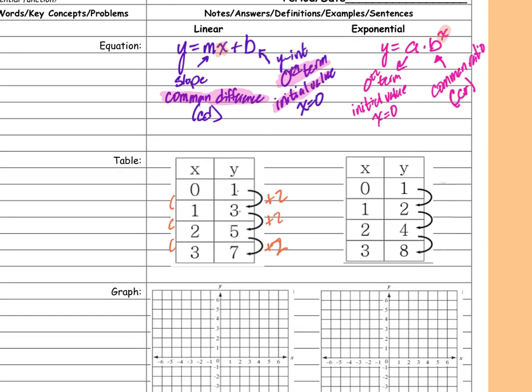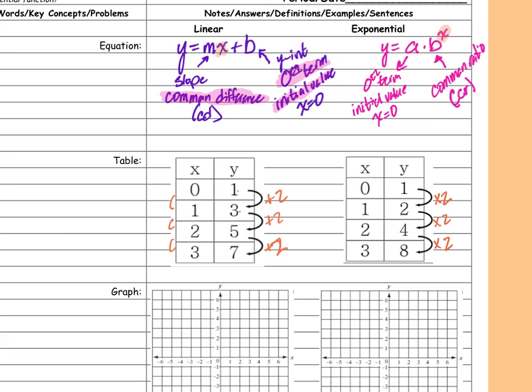How else can I get from 1 to 2 and 2 to 4 and 4 to 8? Well, I can do times, right? So 1 times what number equals 2? Times 2. And 2 times 2 is 4. And 2 times 4 is 8.